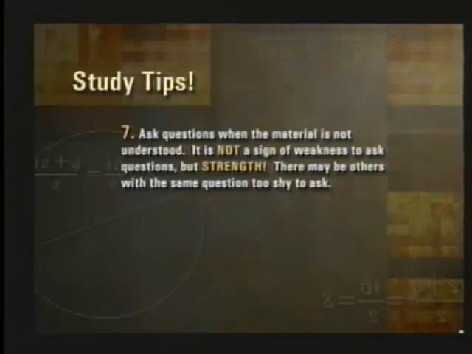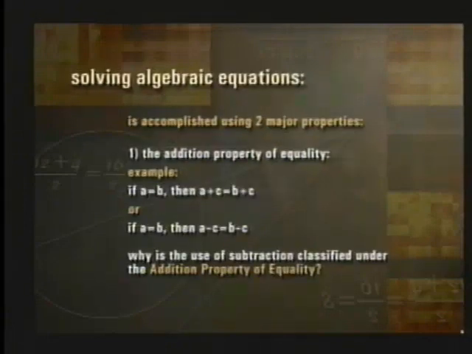Now, going to the lessons, we're going to begin today with solving algebraic equations. The equations we're going to talk about are linear equations, and we're going to find later that those lead to lines. Solving these equations is accomplished with two major properties, the first being the addition property of equality, which says if A equals B, then A plus C equals B plus C, or if A equals B, then A minus C equals B minus C. Why is the use of subtraction classified under the addition property of equality? Well, let's look at some examples and we'll show you.